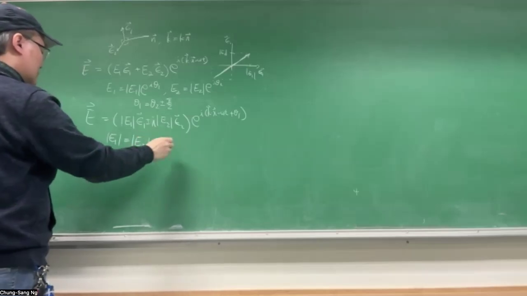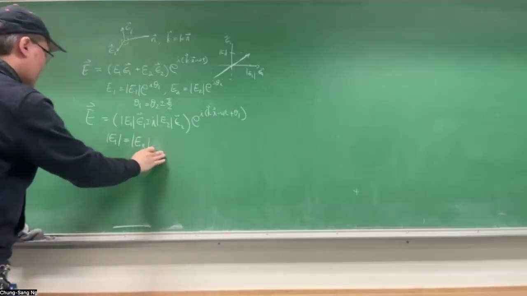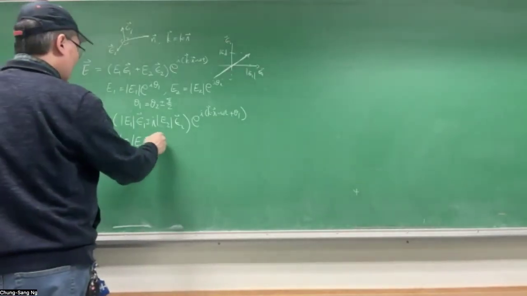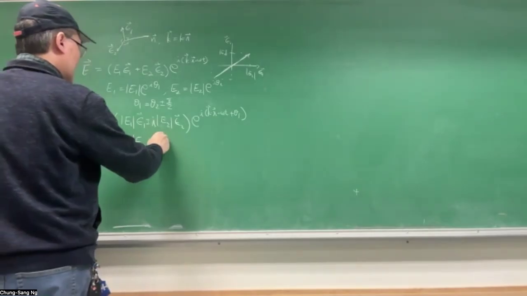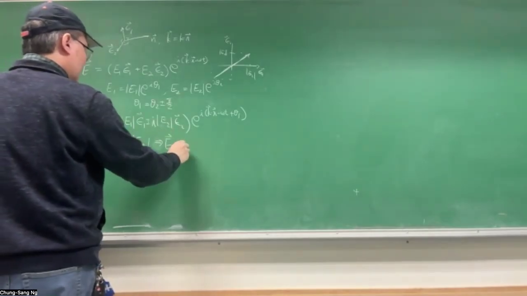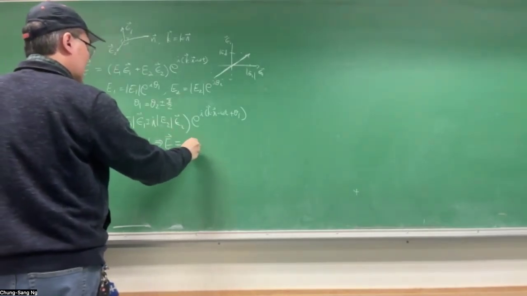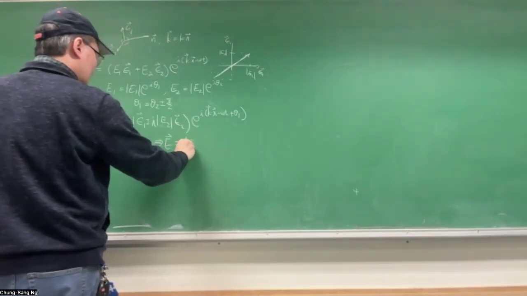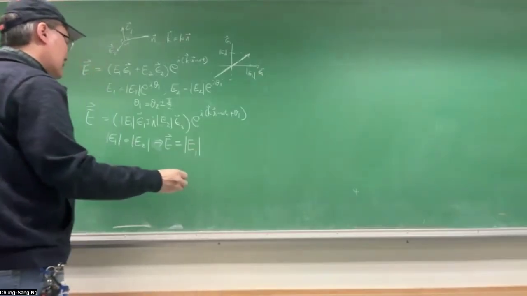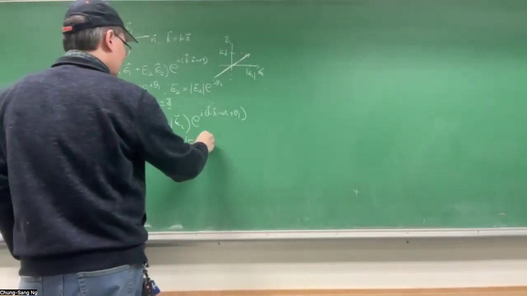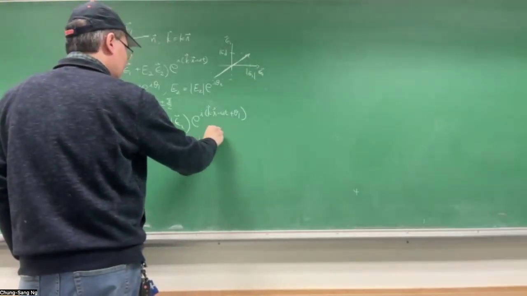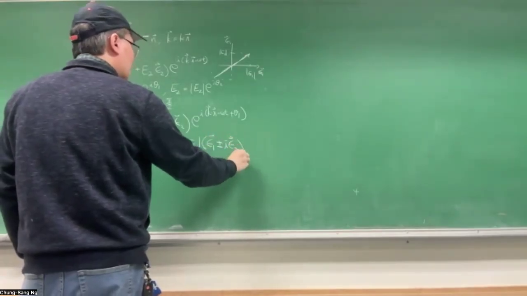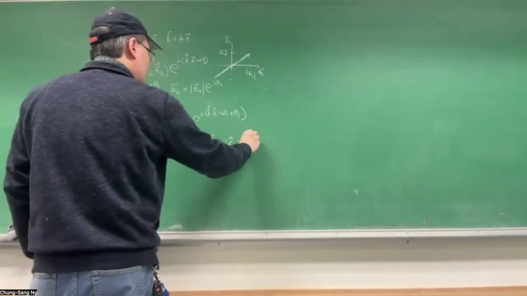This is equal to whatever. It's the same. So if you require that, then the electric field will be simply just pull out the magnitude. Either E sub 1 or E sub 2, they are the same. And then you have epsilon 1 plus or minus i epsilon 2. And then you have the phase.